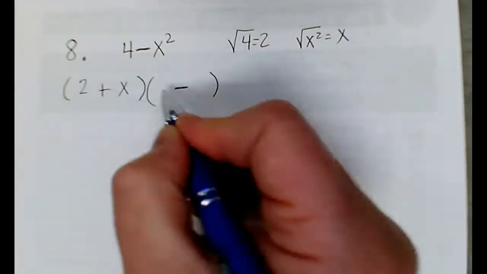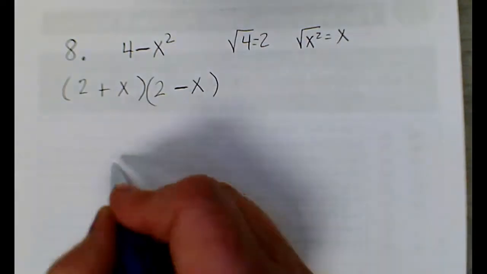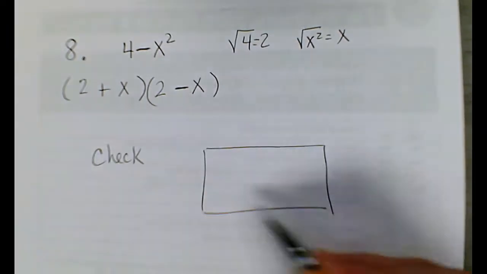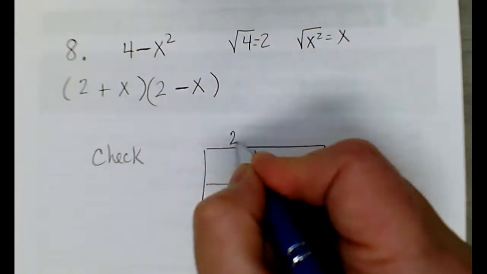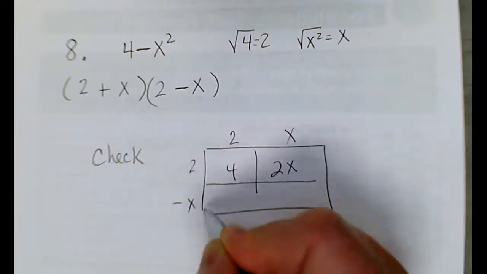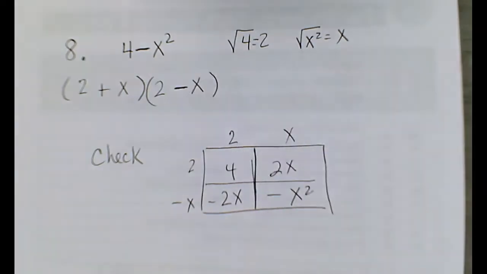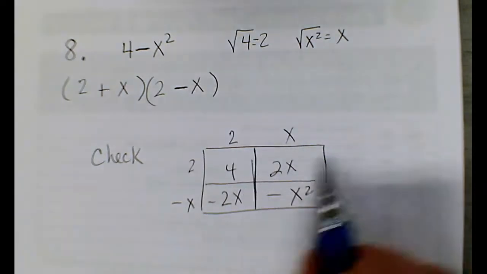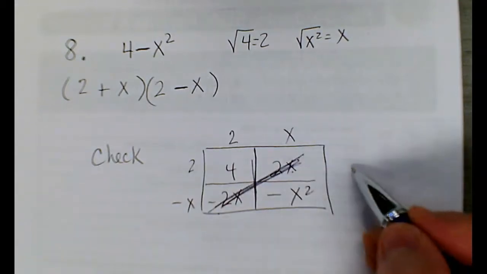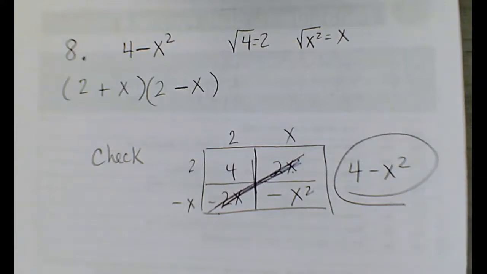2x, 2x, with this plus minus pattern. You don't have to check every problem. I'm going to check several. So you see that when I do multiply this together, 2x minus 2x minus x squared. What happens to these two terms right here? Positive 2x, negative 2x cancel each other out. And so I have 4 minus x squared left. Was that what I started with?